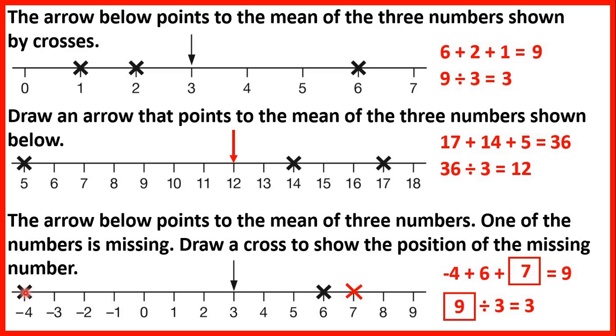The mean of minus 4, 6 and 7 is 3, because if we add minus 4, 6 and 7, we get 9. Minus 4 plus 6 is 2, plus 7 is 9. And then if we divide 9 by 3, because we have 3 numbers, that gives us a mean of 3.